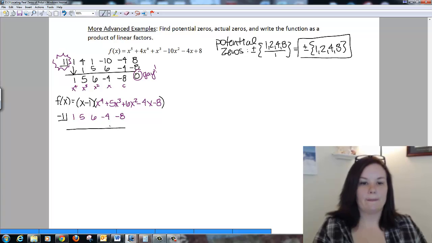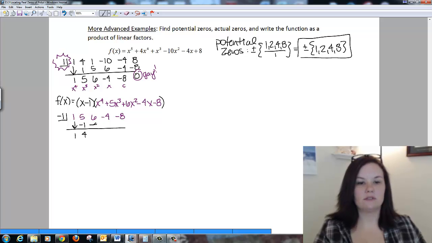Okay. I bring down my 1, which is 1. 1 times -1 is -1, which gives me 4. 4 times -1 is -4, which gives me 2. 2 times -1 is -2, which gives me -6. -6 times -1 is +6, so that one did not work.